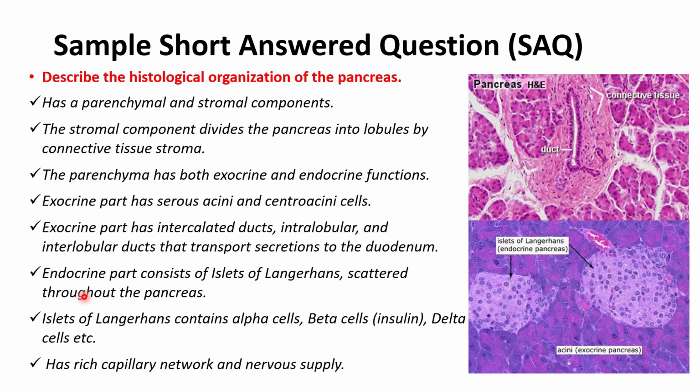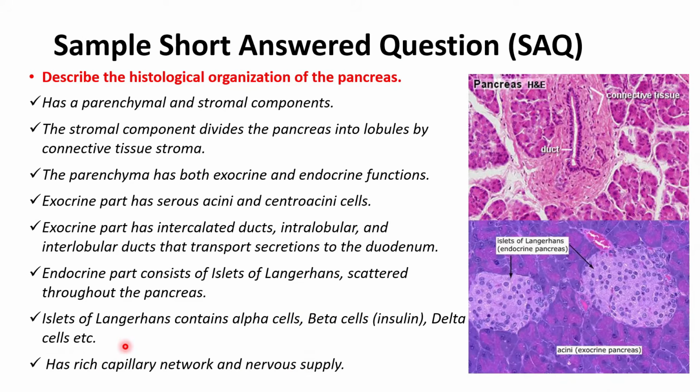The endocrine part of the pancreas is known as the islets of Langerhans, which is lighter staining. The islets contain various cells: alpha cells which secrete the hormone glucagon, beta cells which secrete the hormone insulin, delta cells which produce somatostatin, PP cells which produce polypeptides, and F cells which produce other types of hormones. To wrap it up, the pancreas has a rich capillary network and a nervous supply.